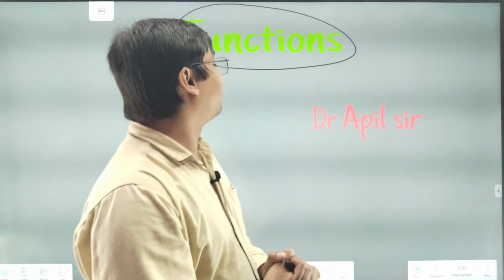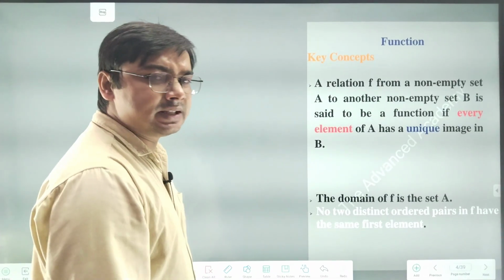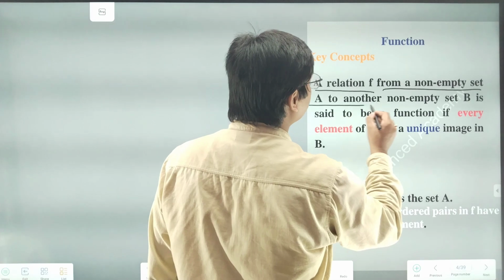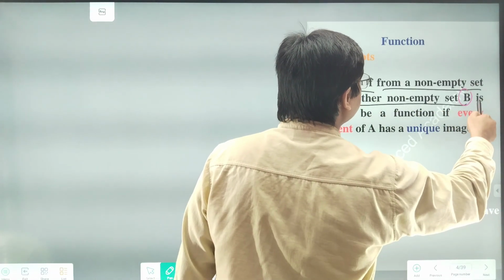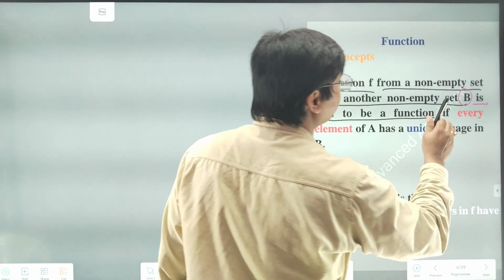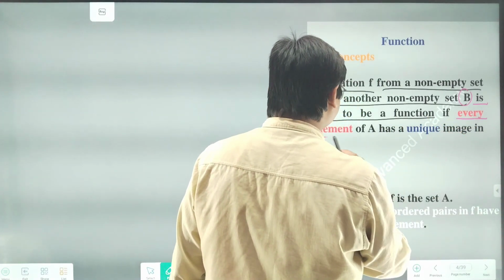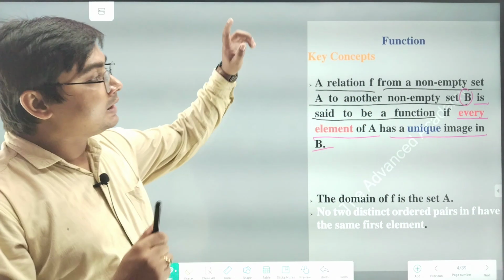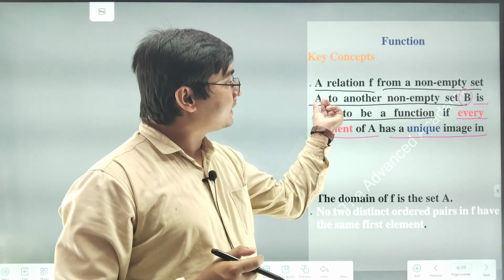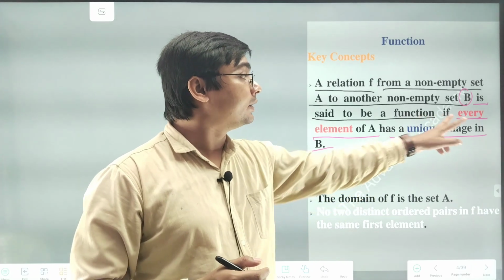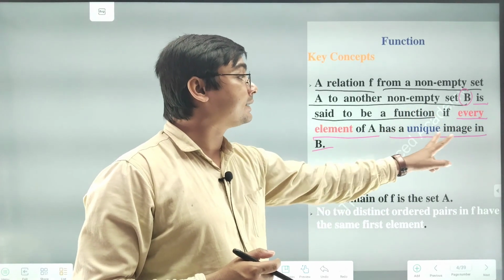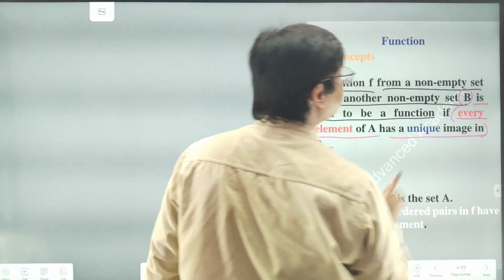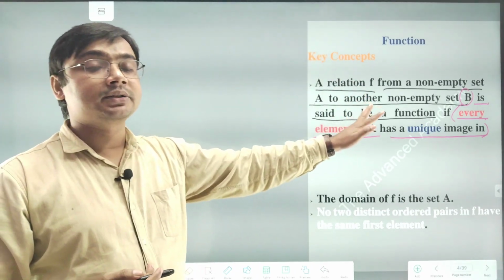Okay, so guys, functions. A relation f from a non-empty set A to another non-empty set B is said to be a function if every element of A has a unique image in B. This is the special condition. If this condition is satisfied, then we call that relation a function.